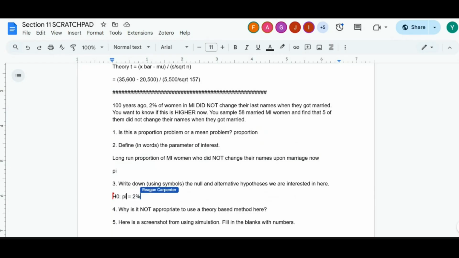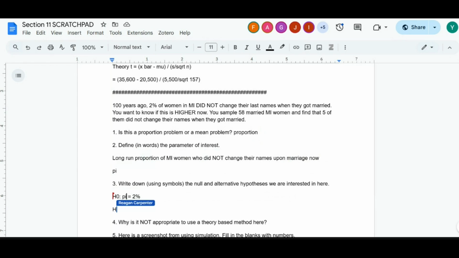That's right. The 2% is the status quo, and that would be 2%.